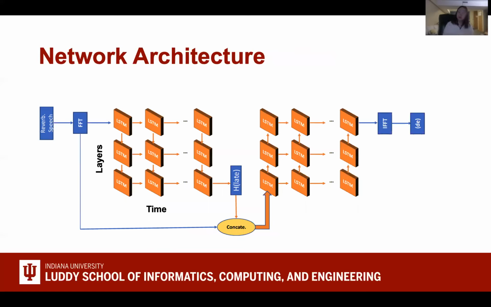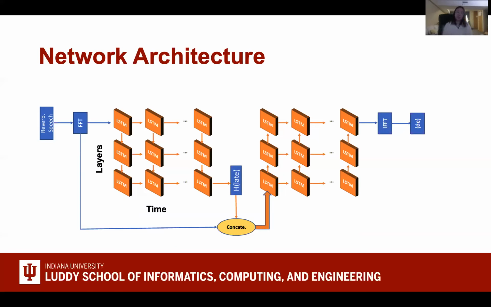Here comes the network architecture of our paper. The input is the reverberant speech time signal in the time domain, and we do the FFT. So the input is the FFT, and we have three layers of LSTM, and the first part of the output is the late reflection in the frequency domain. Then we concatenate the FFT of the first input and the output from the first part together as the input of the second part of the network.